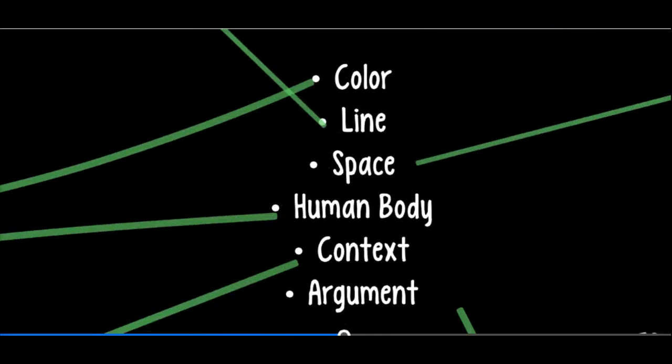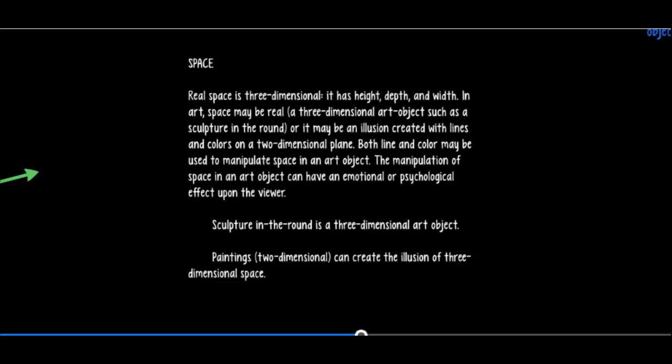Space. Real space is three-dimensional. It has height, depth, and width. In art, space may be real, three-dimensional art objects such as sculpture in the round, like the Pietas that we looked at earlier. Or it might be an illusion created with lines and colors in a two-dimensional plane, such as a painting. Both line and color may be used to manipulate space in art. The manipulation of space in an art object can have an emotional or psychological effect on the viewer.